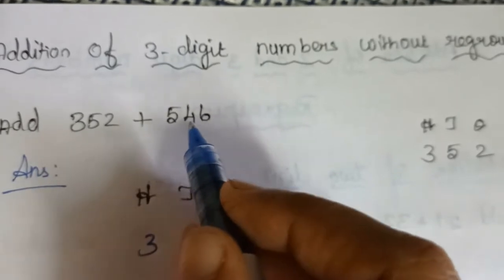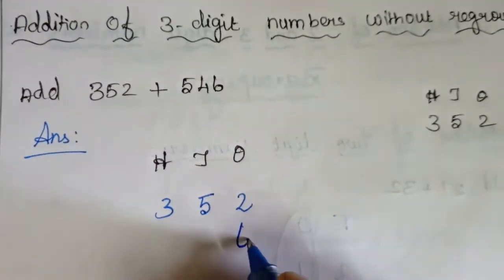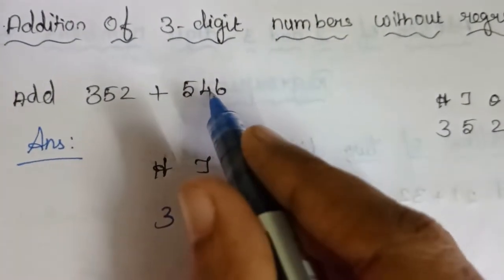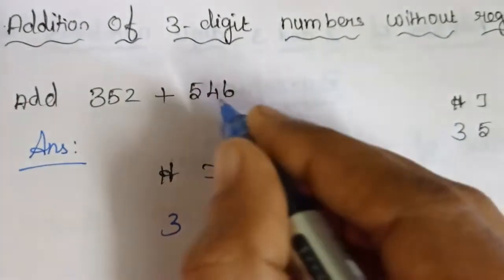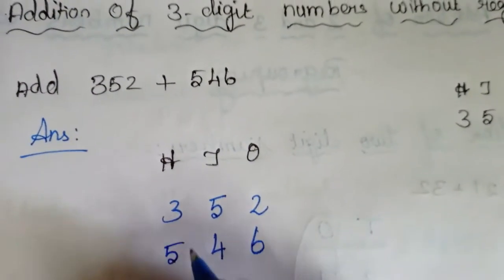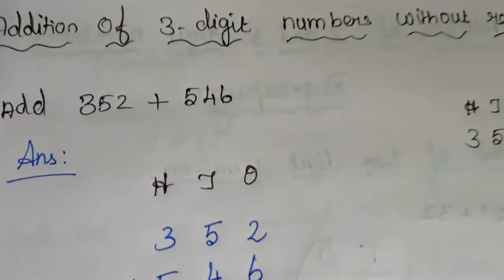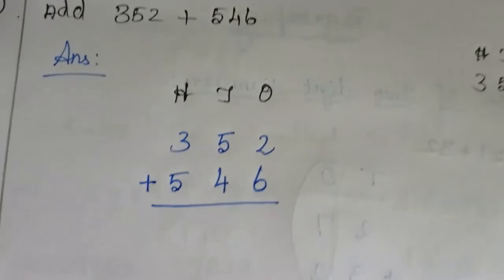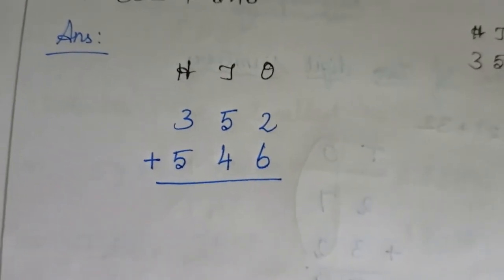Here the ones value is 6, so you have to write it in the ones place, and the tens value is 4, so write it in the tens place, and the 100 value is 5, so write it in the 100 place. So you have to put the addition symbol. Okay, now what do you want to do next? Yes, add the numbers in the ones place value.